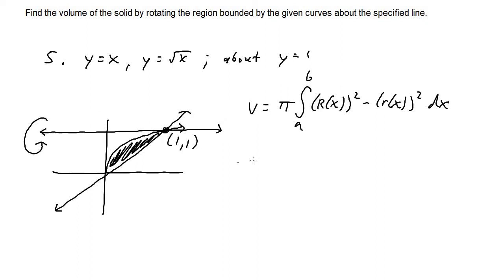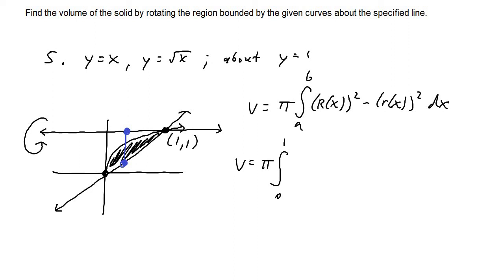So rewriting the formula, volume equals pi times the integral. Now for our bounds of integration, obviously there are two intersections, one at the origin and one at (1, 1). So our x bounds range from 0 to 1. So we have pi times the integral from 0 to 1. Now for our outer radius squared, once again the outer radius is going to be the distance from the axis of rotation to the outer curve. Well, the outer curve in this case is y equals x. But realize in this case we are rotating around something other than just the x or y axis.